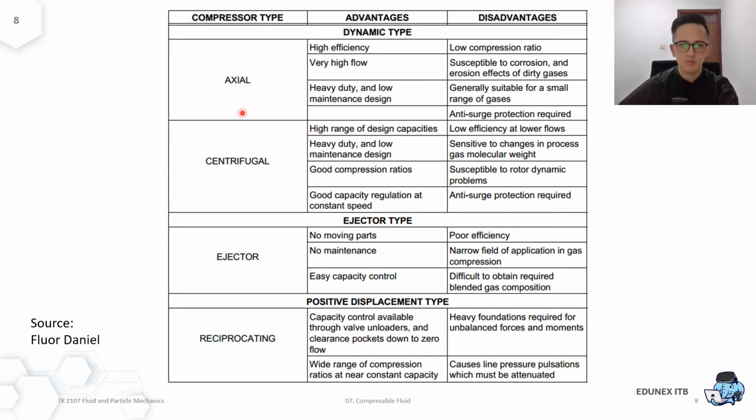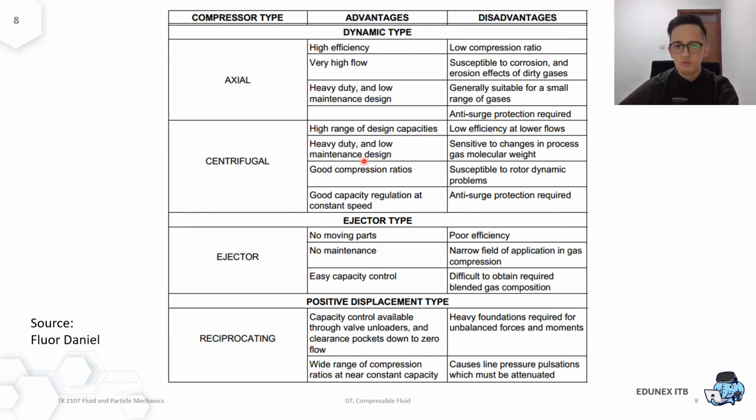So for the axial compressor, it has high efficiency, very high flow, and is heavy duty, but the disadvantage is a low compression ratio. So let's say if we want to compress from 1 to 10 bar, that is unlikely to be achieved in a one stage axial compressor. For the centrifugal compressor, there is a high range of design capacity, that means small flow rate, high flow rate, intermediate flow rate, you can get a lot of different options.